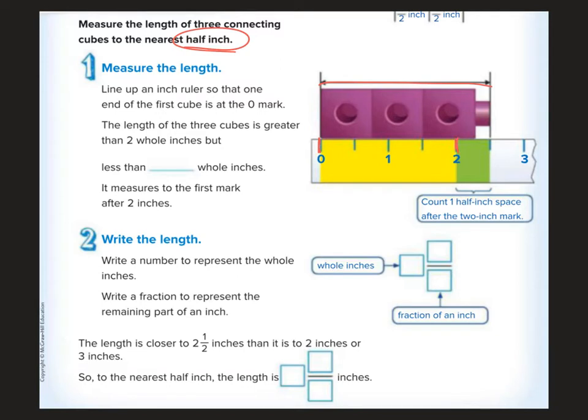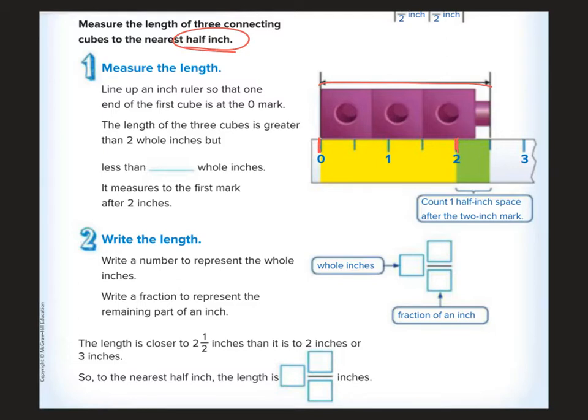So kind of like when we were talking about time. If it passes the 1, but it hasn't touched the 2 yet, we know it's 2 something. If it passes the 4 and it hasn't touched the 5 yet, we know it's 5:30 or 5:15, right? So same goes here. It has passed the 2, so we know it's 2 and something inches.